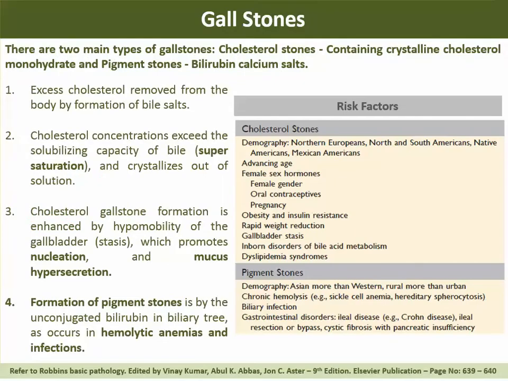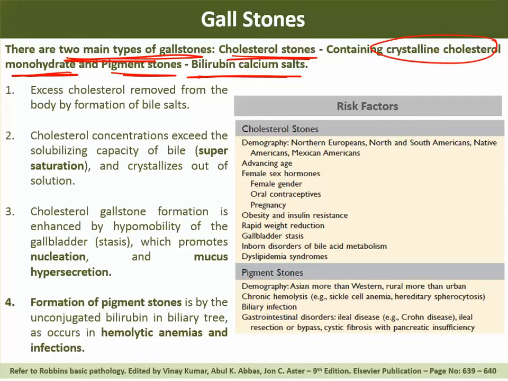First let us discuss the gallstones. There are two main types of gallstones. One is cholesterol stones, which form from cholesterol monohydrate crystals. The other is pigment stones, which are bilirubin calcium stones. A component of bilirubin is there, so it forms the pigment along with the calcium.